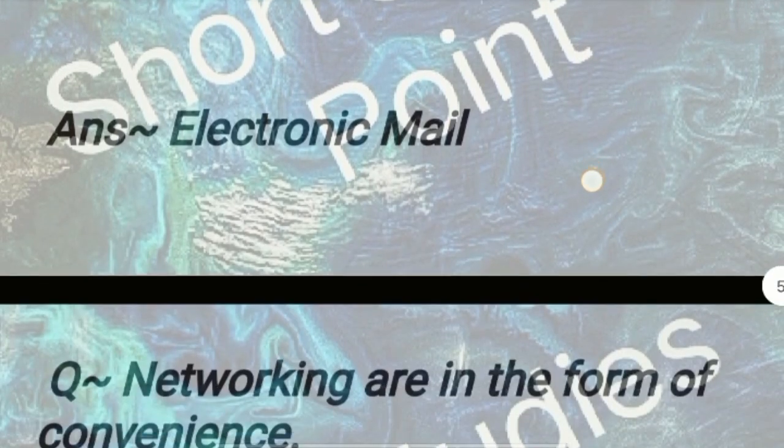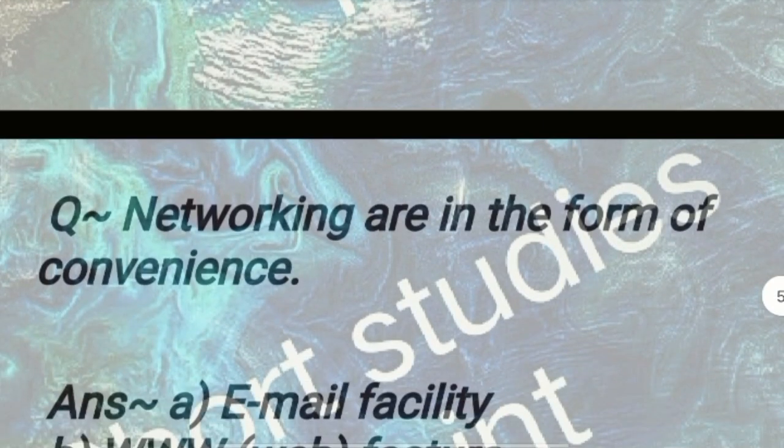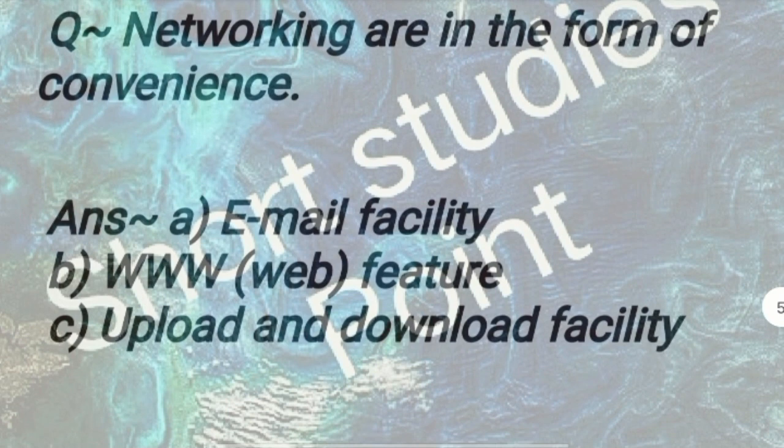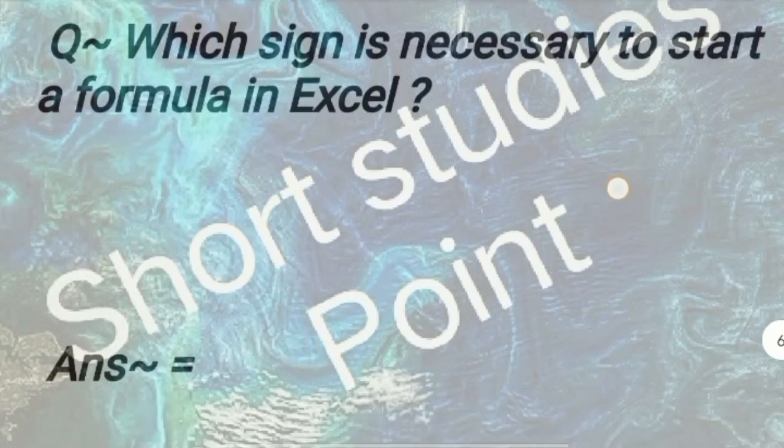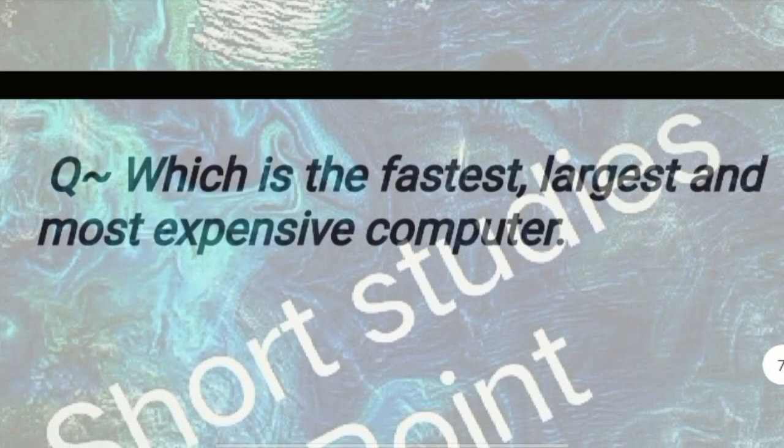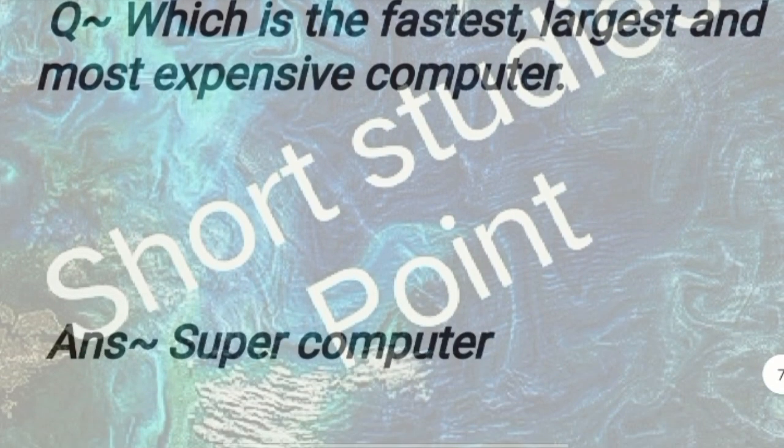Next question, what is the full form of email? Answer: electronic mail. Next question, networking are in the form of conveyance. Answer: A, email faculty, B, web faculty and C, upload and download faculty. Next question, which sign is necessary to start a formula in Excel? Answer: it is equal.